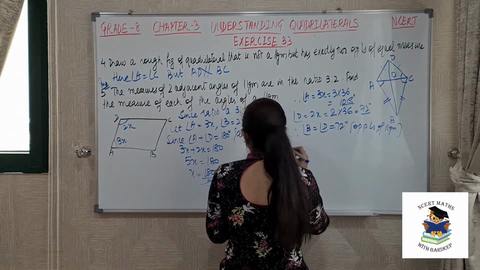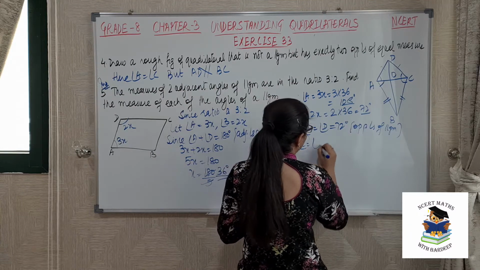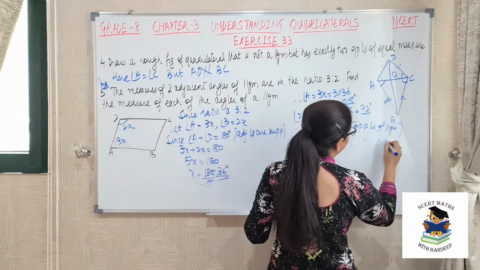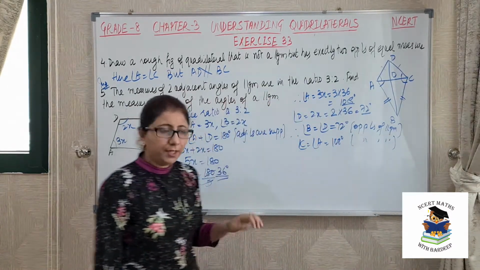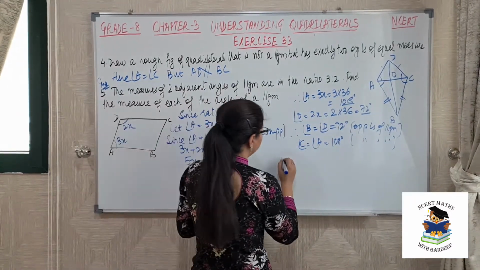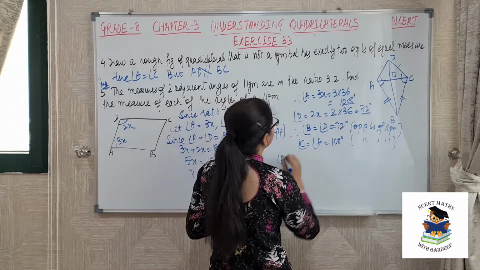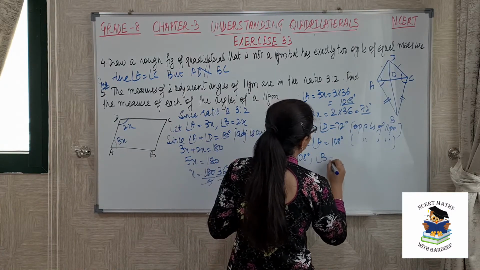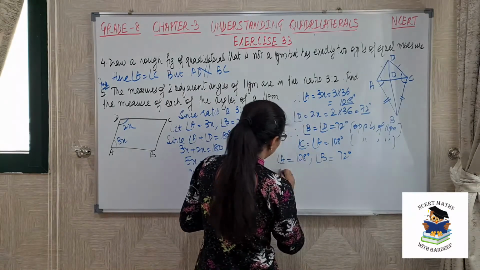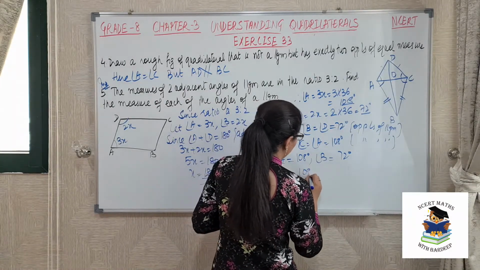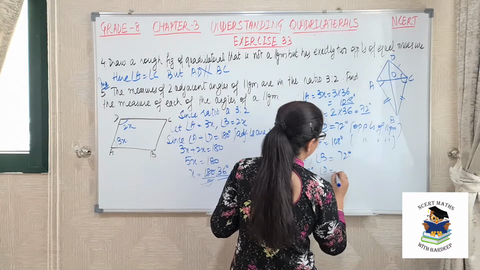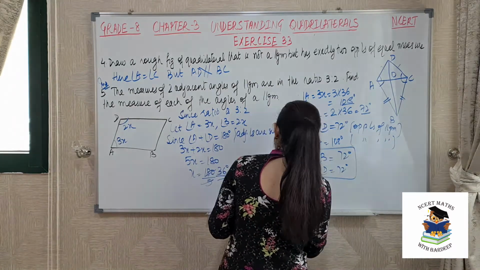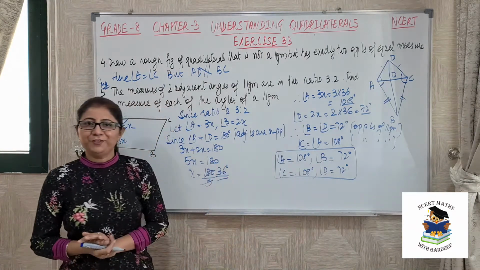Similarly, C is equal to A. This is 108 degrees, same reason. In the last, you can write angle A as 108 degrees, B as 72, C as 108 and D as again 72. So this is our fifth question.